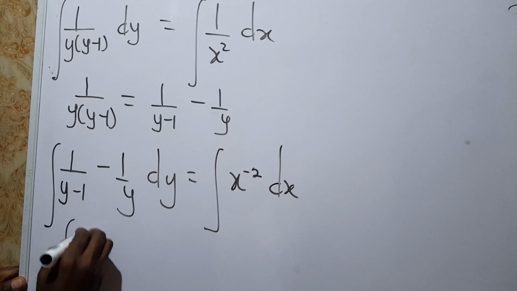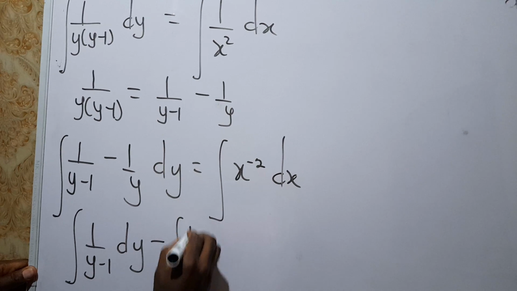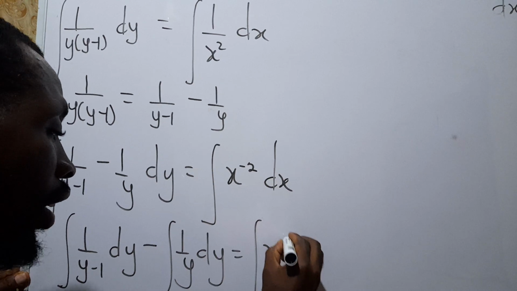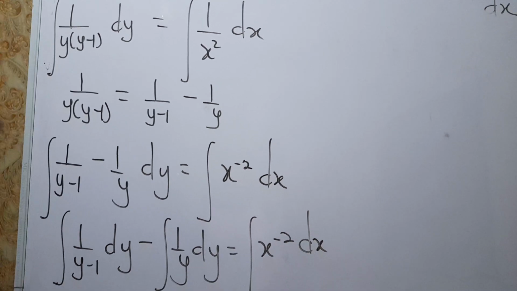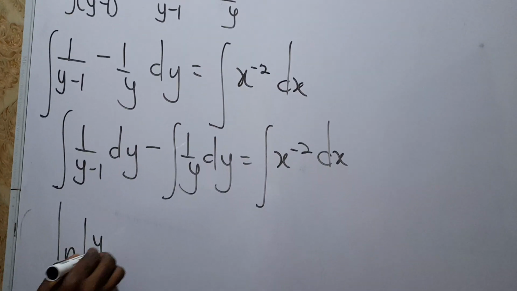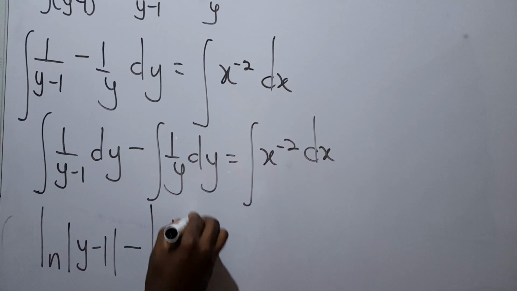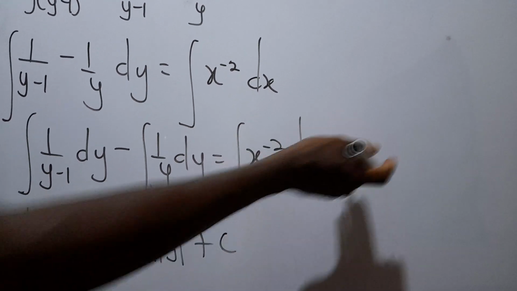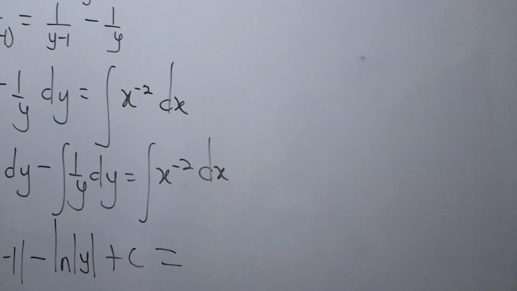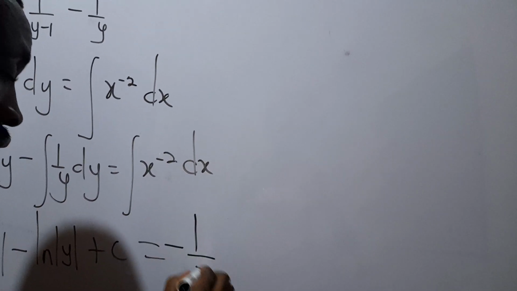We get the integral of 1 over y minus 1 dy minus the integral of 1 over y dy equal to the integral of e exponent negative 2 dx. So we integrate this. We get ln absolute value of y minus 1 minus ln absolute value of y plus our constant of integration. You can bring it here too, it's the same. Equal to. Now remember the integration rule: we add 1 to the exponent and divide by the result. So we get negative 1 over x.